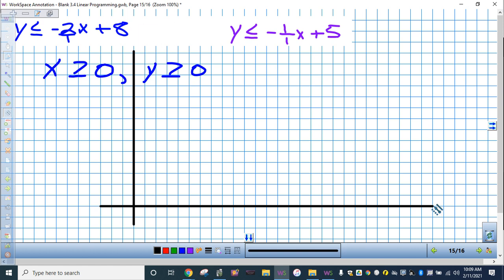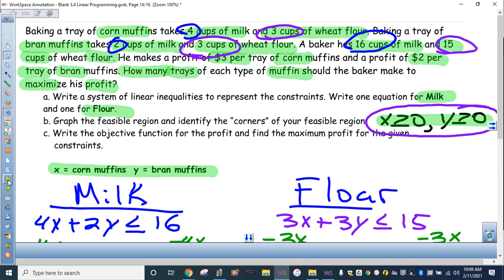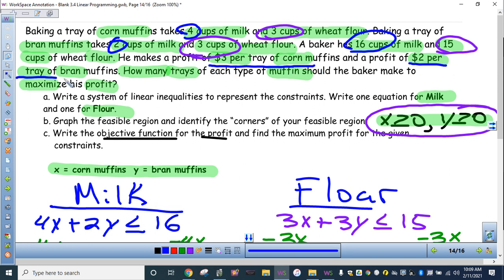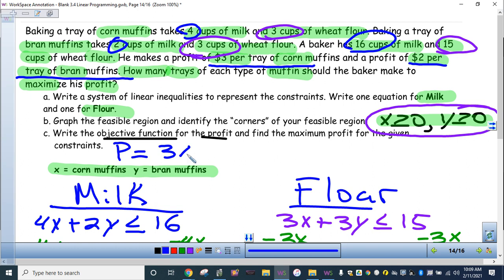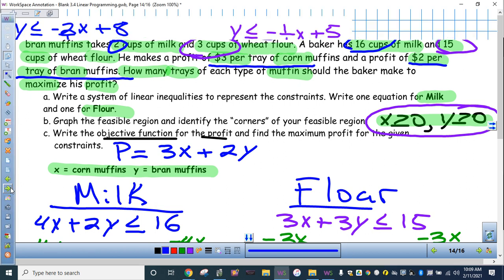Okay, the equation I forgot to write was the profit equation. So the objective function right here is what they're talking about for profits. So we're trying to maximize profit. Kind of towards the bottom there, it says he makes a profit of $3 per tray, $3 per tray for corn, $2 per tray for bran. So our objective function is just P equals 3x plus 2y. So I'm going to write that equation also on the next page here.